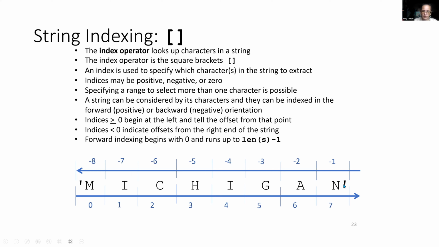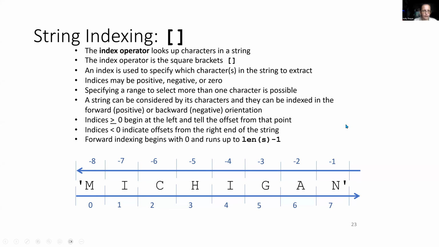So this means that every character in here has more than one index. So for example, let's take this H right here. In the forward indexing, it's the 3rd position, but in the backward indexing, it's the -5 position.